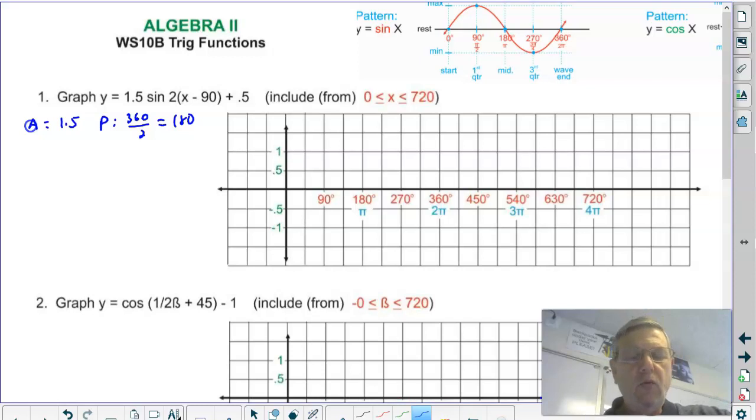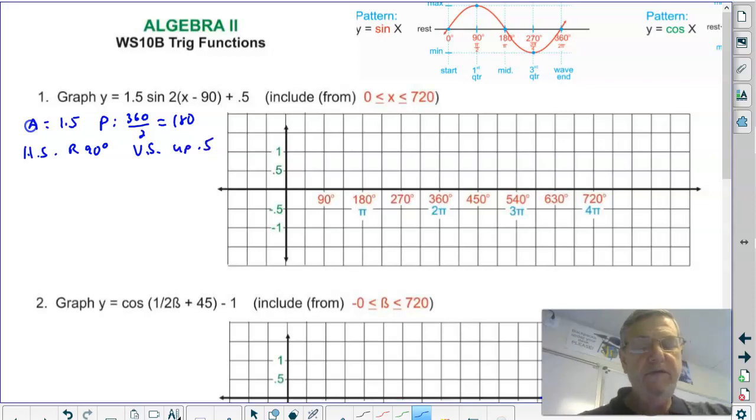Now I also have to know where the wave starts, its horizontal shift. And the horizontal shift is the 90, and so we are right 90 degrees. In addition, I have to know the vertical shift. The vertical shift is the wave shifted up or down, and this wave is shifted up 0.5. All of these are important, and all of them are key.